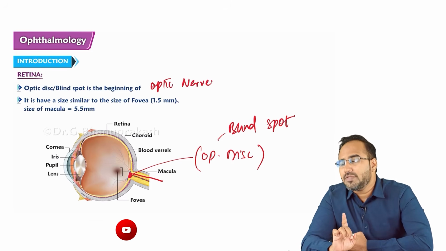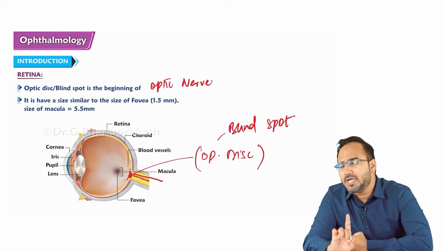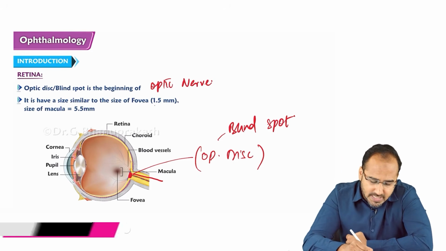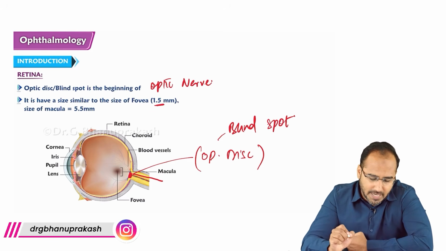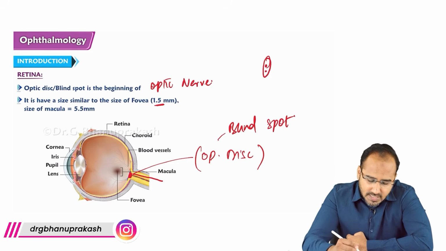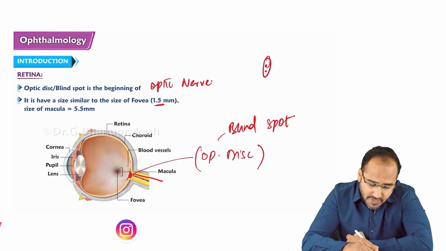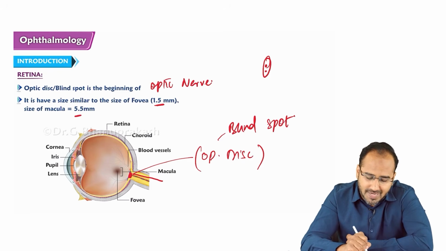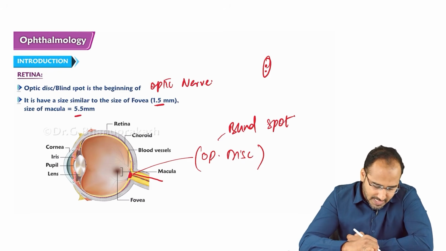What is the diameter of this optic disc? The diameter of the optic disc is similar to the diameter of fovea centralis. How much, guys? 1.5 mm. Whereas, what's the diameter of the macula? The diameter of the macula is 5.5 mm. In that, 1.5 mm is fovea centralis.